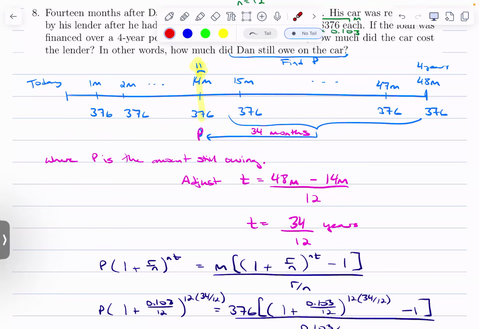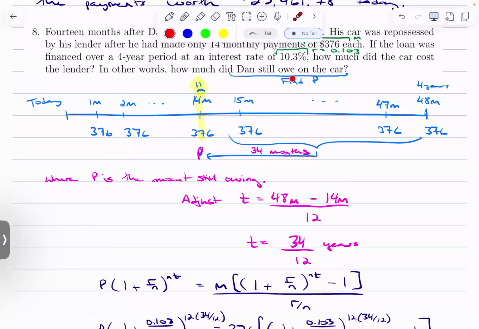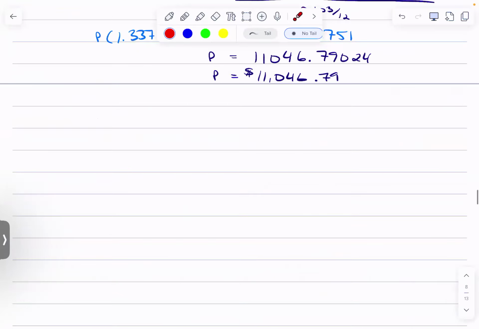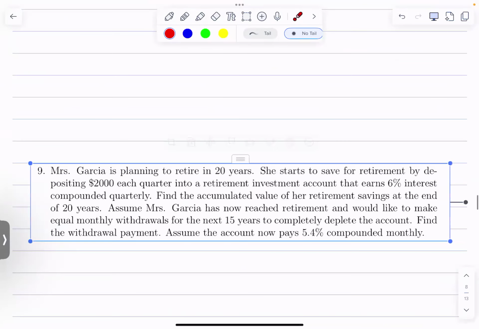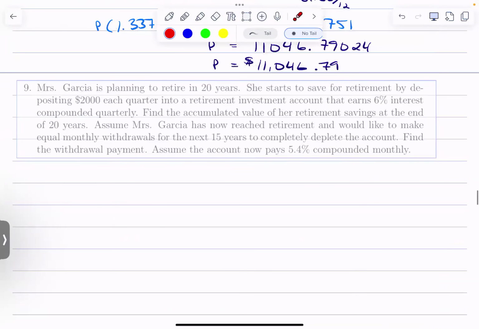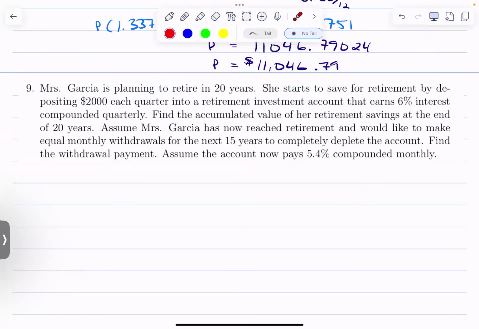But if you're trying to find how much is still owing, then do this. It's going to be the cleanest way, kind of using that as your stopping point and figuring out your P at that point. It's going to be the least number of calculations at least, which is always nice.